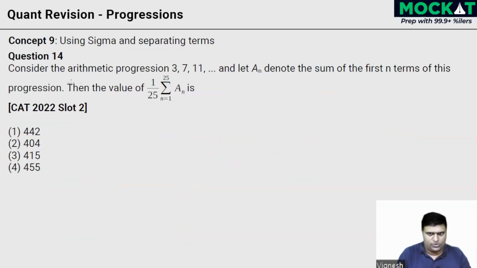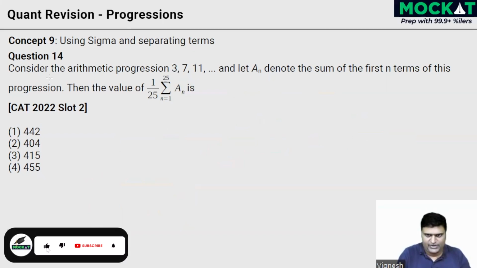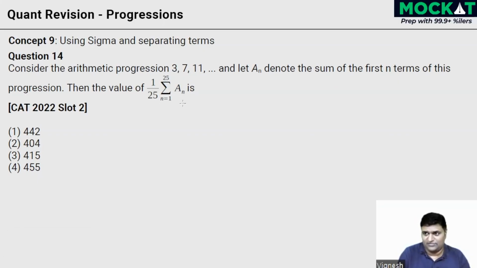Okay, so let's look at question 14 over here. This was the question where, as I said, it took a lot of time, right? This was the second question for me. I think it's best to go in for questions like these if there are no other easy questions to do, right? Consider the AP 3, 7, 11 and so on, and let AN denote the sum of the first n terms of this progression.